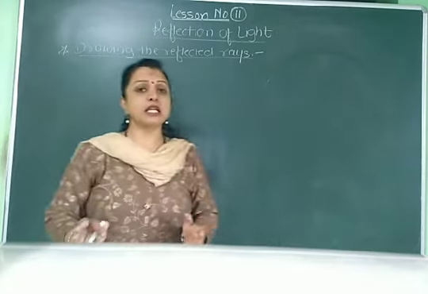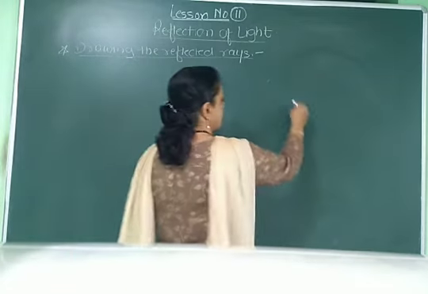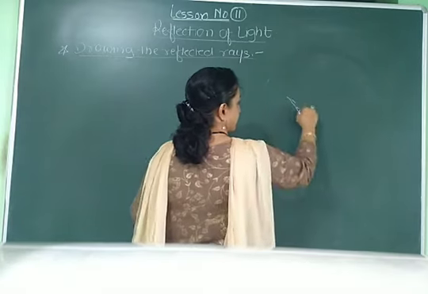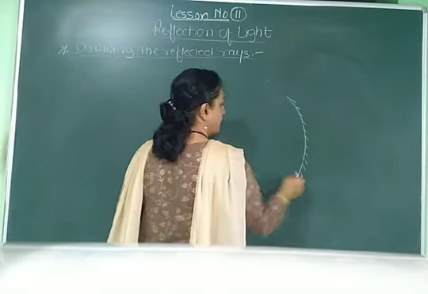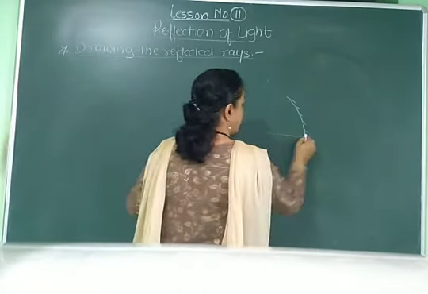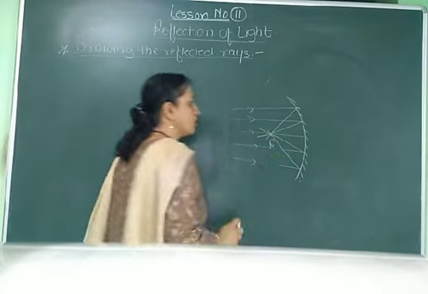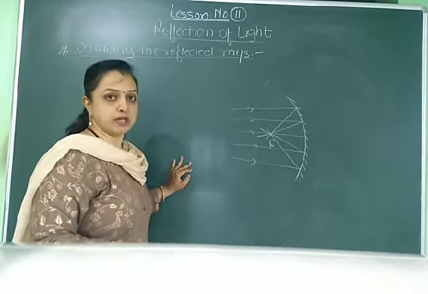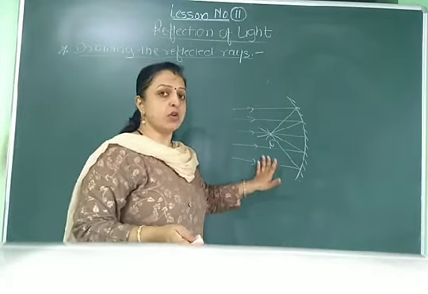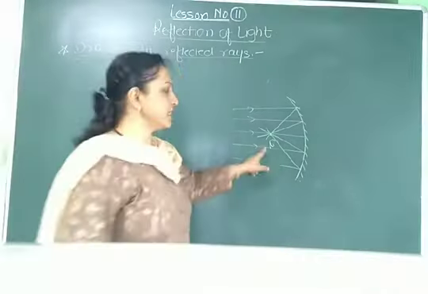So what happens in the case of a concave mirror? Consider this is a concave mirror, and when a parallel beam of rays is incident on this concave mirror, then after reflection all these rays will converge at a single point in front of the mirror, like this. This point is called the focus of the concave mirror. We can also say it is the principal focus.